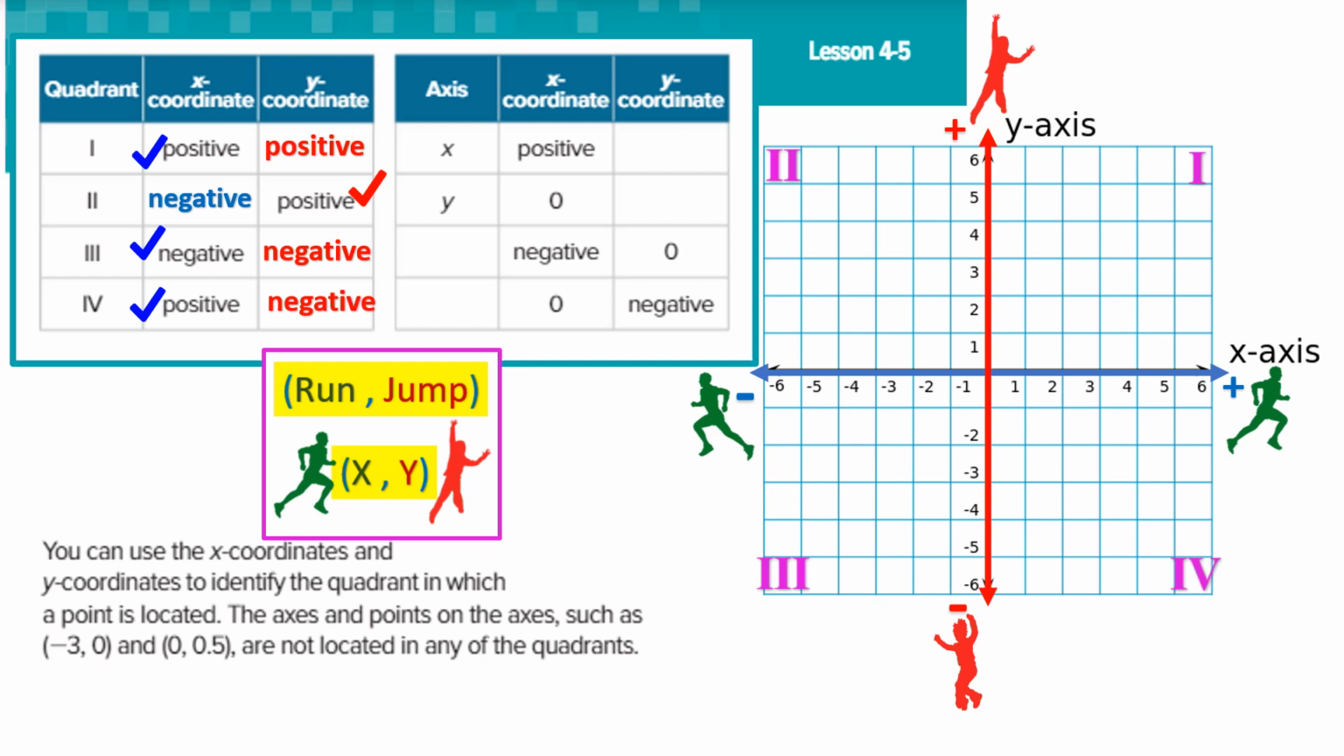So every time I'm in quadrant 1, I know my ordered pair has to be a positive x and a positive y. Anytime I'm plotting in quadrant 2, I know that my x has to be negative and my y has to be positive. If I'm plotting in quadrant 3, then I know that my x has to be negative and my y has to be negative. And if I'm plotting in quadrant 4, then I know my x has to be positive and my y has to be negative. Well, what about if I'm plotting something on an axis, right?